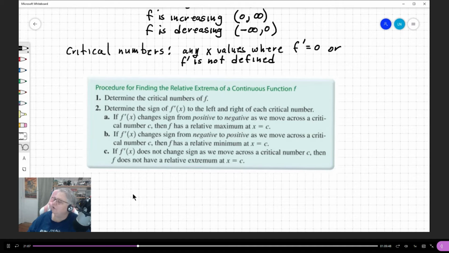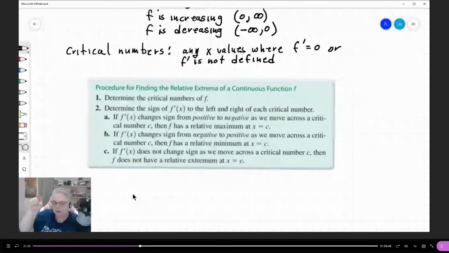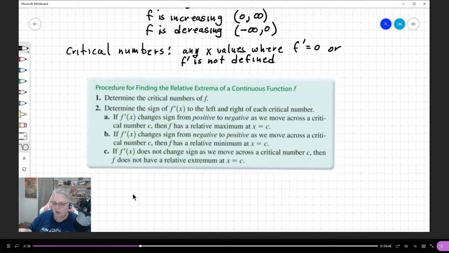All right, if f prime changes sign from positive to negative as we move across the critical number, then f has a relative maximum at that critical number. So if you go from positive to negative, increasing to decreasing, you're hitting a maximum. You go up, you hit that maximum, you come back down again. So your function is increasing and then it's decreasing. So your first derivative is positive and then it's negative.